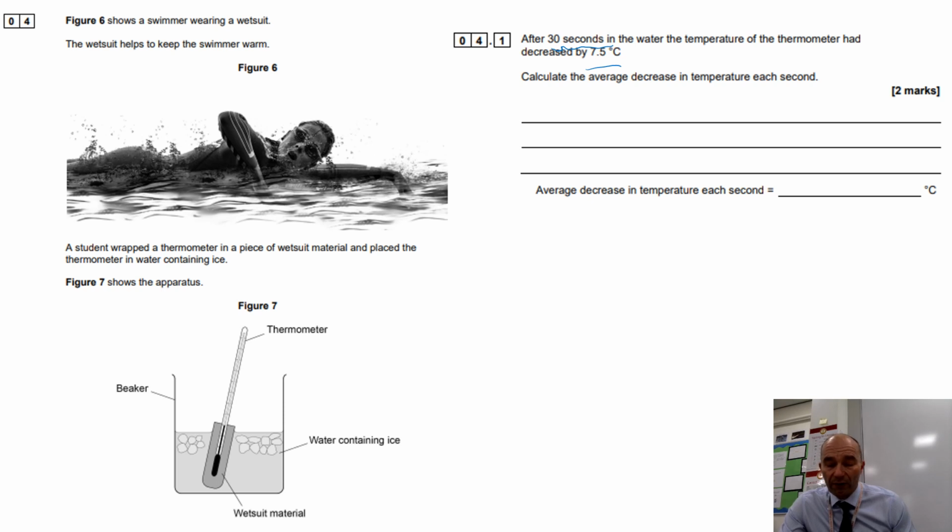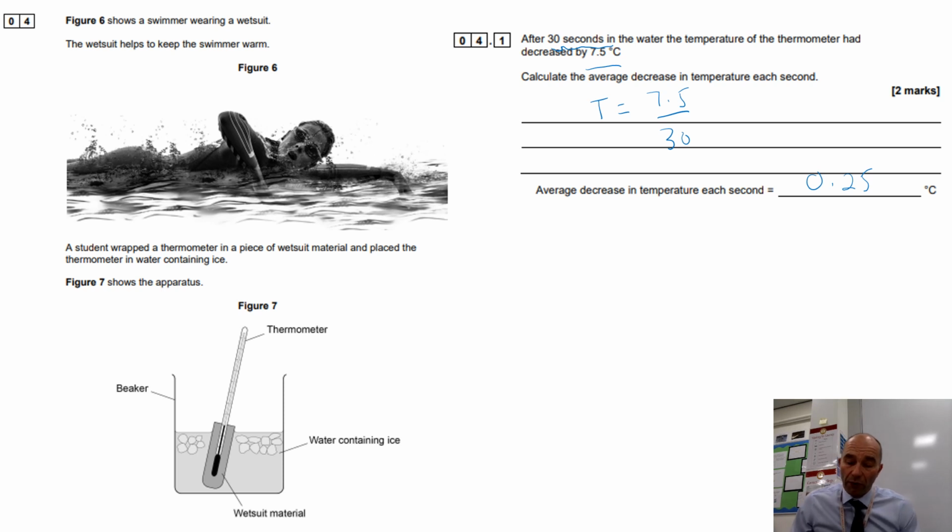So we need to be dividing by time here. So our decrease in temperature, so T equals, in this case it's going to be 7.5 divided by 30. Put that number in your calculator and you get 0.25 degrees centigrade.